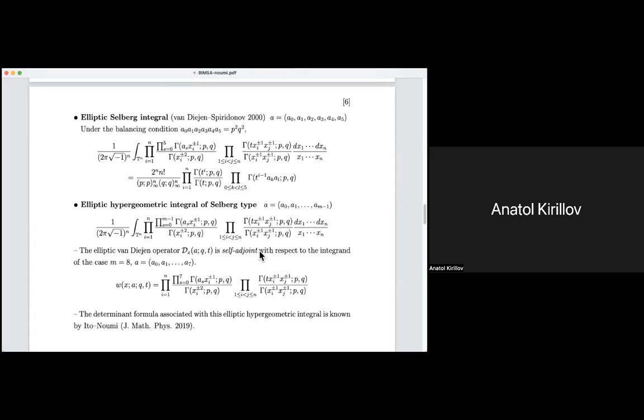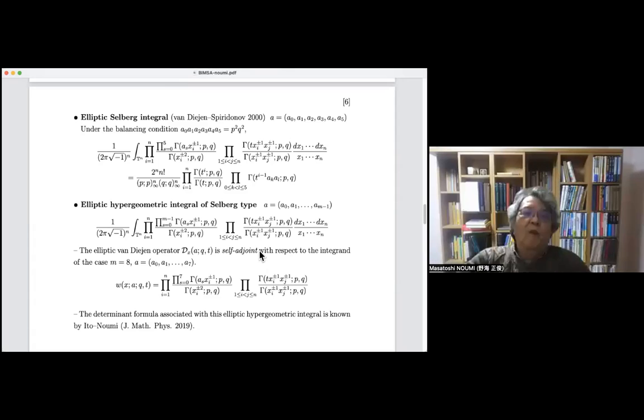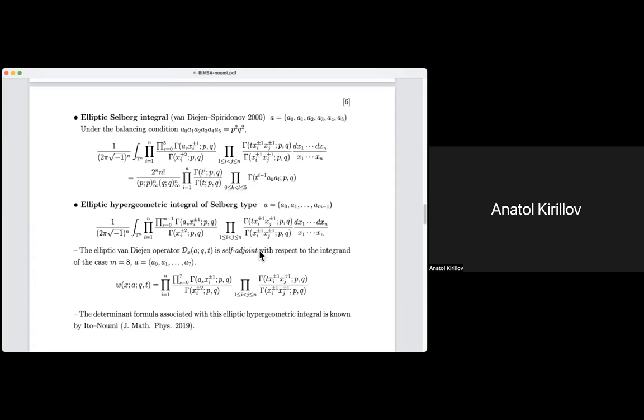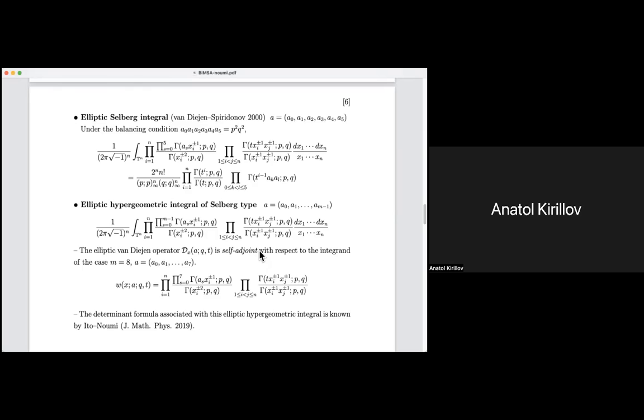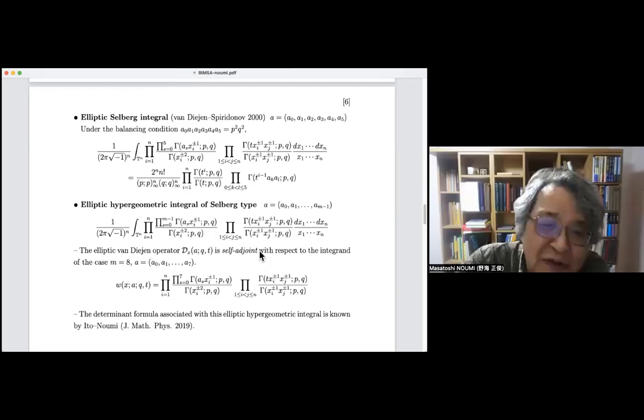Is something known for the complex reflection group which corresponds to the extension of the symmetric group by a cyclic group of any order? Is it possible to extend something elliptic, an extension in the elliptic direction? I don't know. Sorry, I don't know.